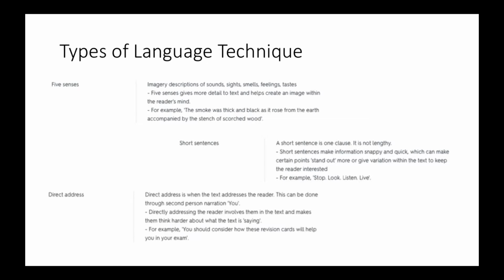Okay, and now we have direct address. Now, direct address is used loads, so if you can't find a language technique, this one will most certainly be there, well, most of the time or a lot of the time. Direct address is when the text addresses the reader. So this can be done through the second person narration, so they are talking to you. They will use the word you, and a lot of the time this is to persuade you to do something. You must join our holiday club, or you must visit this resort, or whatever. They're using you, so that makes you feel a part of what they're doing.